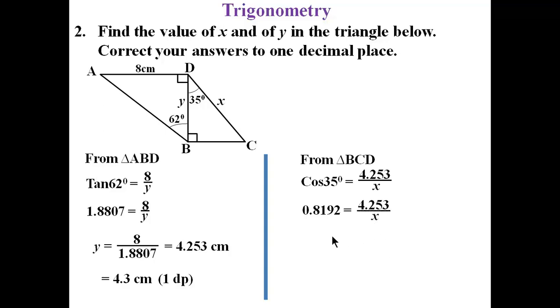We make x again the subject of the relation here. Making x the subject of the relation, we have 4.253 over 0.8192. Again, from my calculator, I have the answer as 5.192. The final answer is 5.2 centimeters to one decimal place.